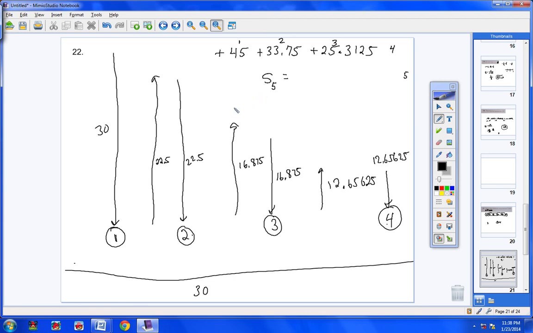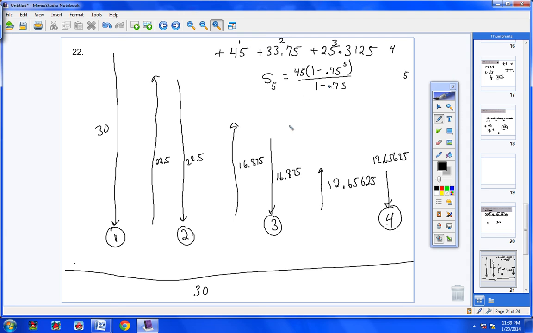So the sum of 5 terms for a geometric series is a subscript 1, which is my first term here, which is 45. There's my first term, 45, times 1 minus r to the n. Now r is 0.75 and n is 5 terms, all over 1 minus r, or 1 minus 0.75.